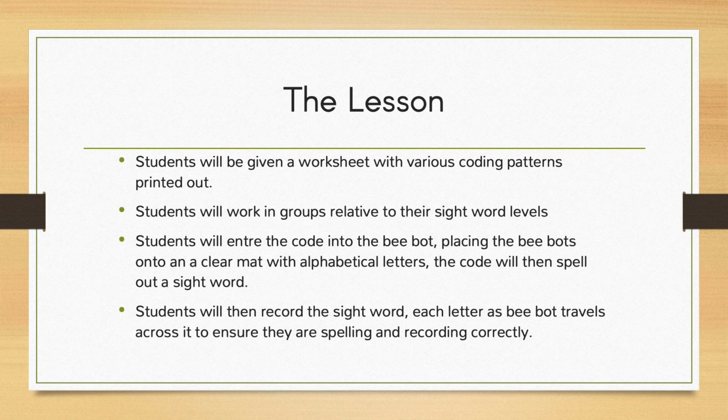Taking turns, students will enter the code into the BeatBot and place the BeatBot onto a clear mat with alphabetical letters. Once the BeatBot starts moving, it will then move to the letters, which will then sequence one of their sight words. Provided the students enter the code correctly, it will then spell out one of their sight words, which they will record on their worksheet. They will then read the sight word aloud and ensure that it makes sense and sounds correct.